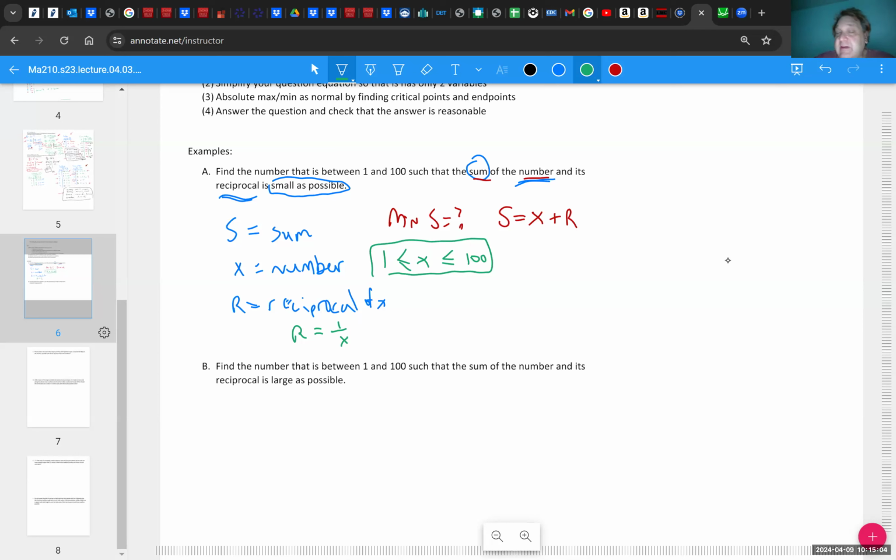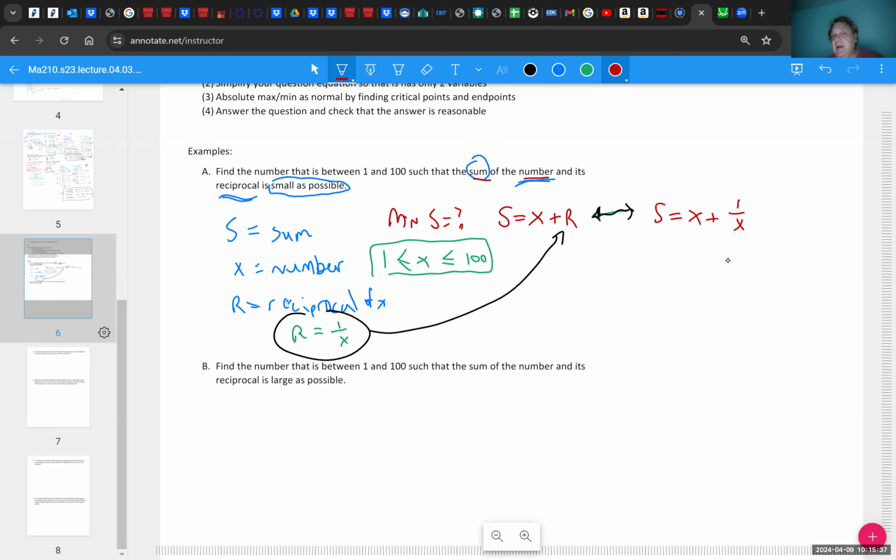All right, how do we get an equation with only two variables? You may have noticed that this equation for s right here has three variables. It has s, it has x, it has r. So this is what I mean by you need to simplify your equation so that it only has two variables. But we know what r is. R is 1 over x. That's the reciprocal equation. So we're going to rewrite this equation as s is equal to x plus what r is. R is 1 over x.